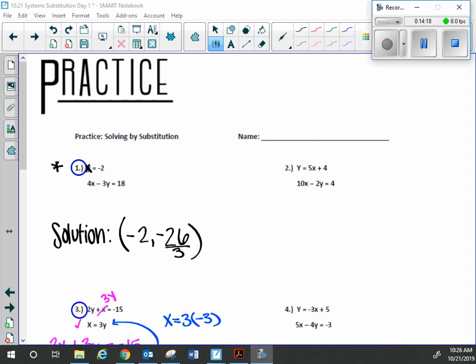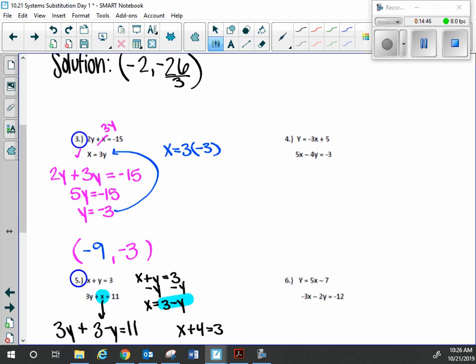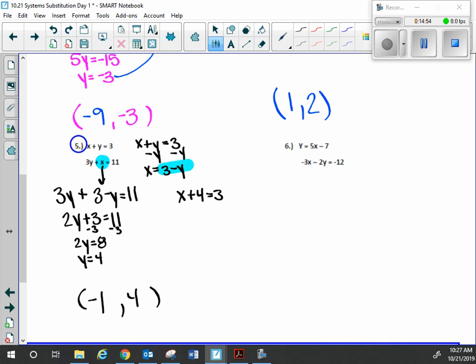Number 2, on the practice, on the back. What'd you get? No solution, Phil. No solution. If you go to check and you plug both of those equations into your graph, you would see parallel lines. Parallel lines never cross, therefore, you have no solution. Okay, number 4, what was it? 1, 2. And number 6. 2, 3. Very good.